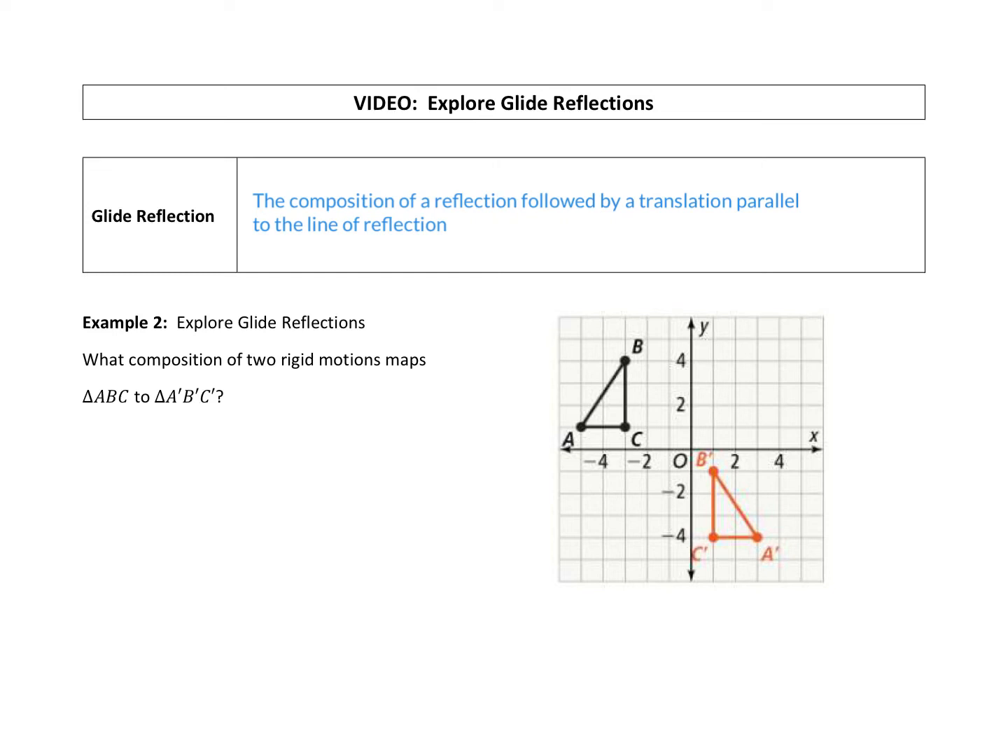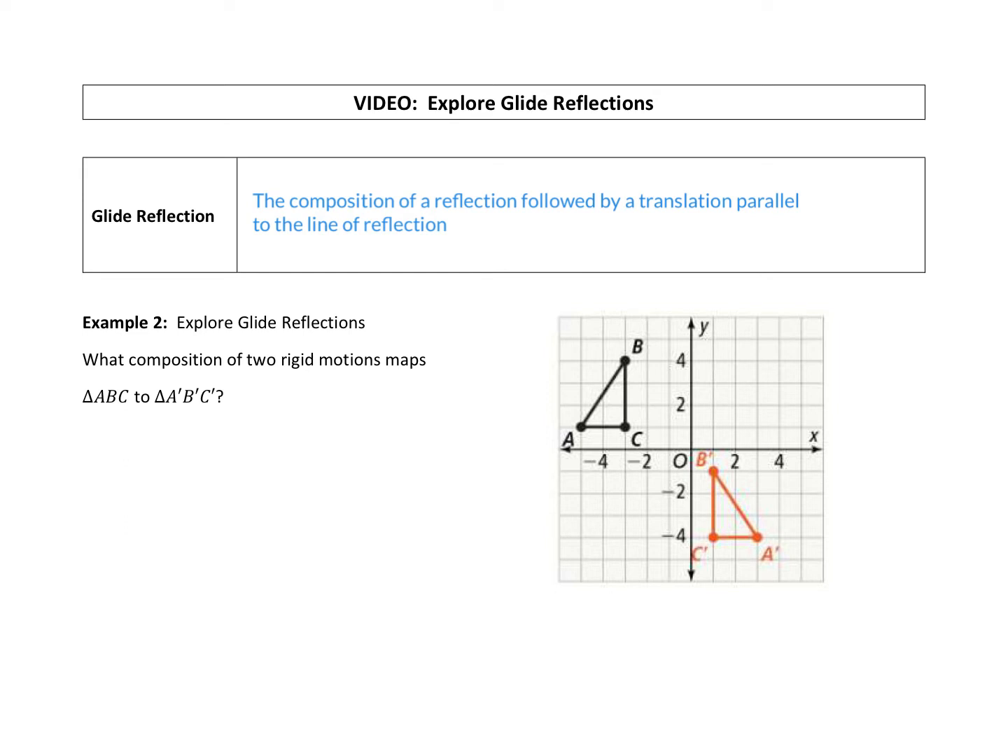All right, so we're going to work on glide reflections in this video. So we've got a new type of transformation. A glide reflection is the composition of a reflection followed by a translation that is parallel to the line of reflection. So these are specific transformations. One involves a reflection. The other one involves a translation that runs parallel to the reflection line.